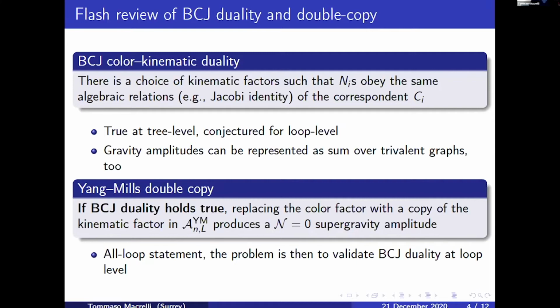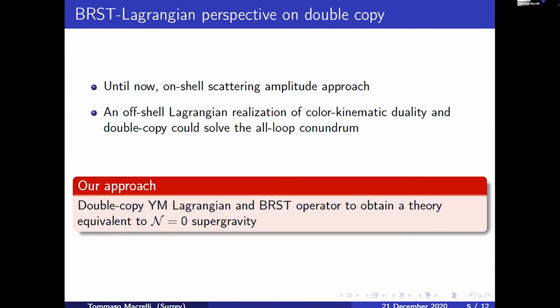So in a straightforward way, we can think that to prove the validity of the double copy prescription, we have to prove BCJ duality for loops. But proving BCJ duality for loops is a really difficult task for various reasons. And we suggest a different approach. Until now, everything was an on-shell scattering amplitude story. We want to shift the perspective to an off-shell realization of this principle.